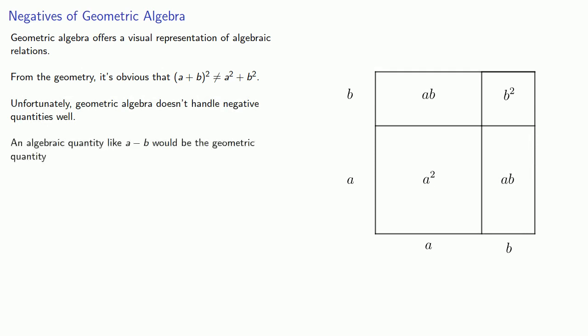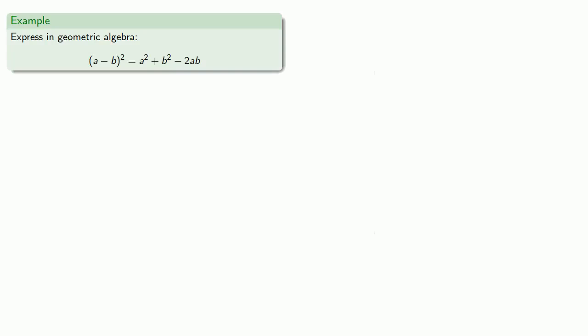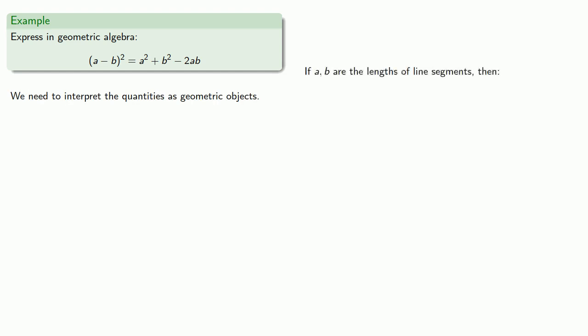For example, an algebraic quantity like a minus b would be the geometric quantity, how about the remainder when a line is removed from a line? For example, we might try to express the identity in geometric algebra: (a − b)² is a² + b² − 2ab. And so we need to interpret the quantities as geometric objects. If a and b are the lengths of line segments, then a minus b, well, we can view that as the remainder when a line is removed from a line.